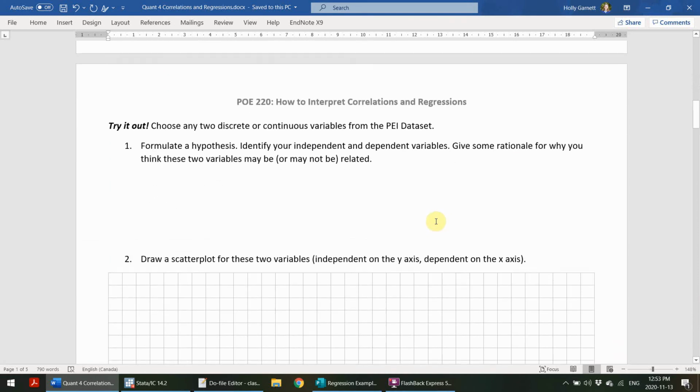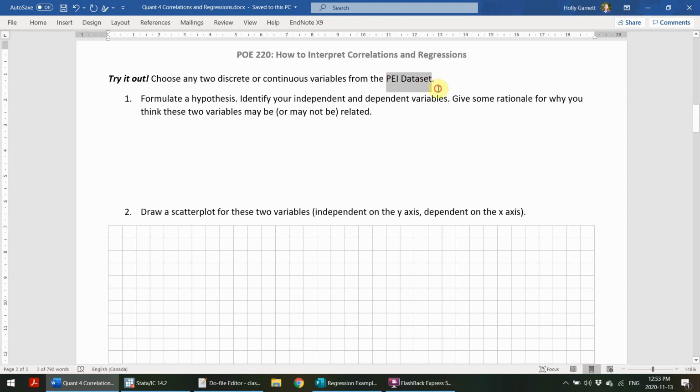Okay, so let's try this with a more complicated example. We're going to go back to that PEI data set that we used, and we're going to formulate a hypothesis. We've talked a little bit about the Lipstick hypothesis and this idea of wealth leading to democracy because people are mobilized to expect more from their government. They have the resources to participate. So let's take a look and say I predict that GDP is related to PEI index.